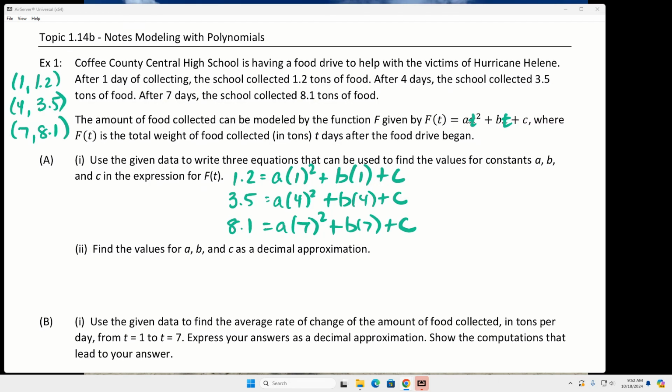A equals, B equals, C equals. What type of regression equation do you think we should do? Yes, quadratic. That wasn't a trick question. So because this model is quadratic, you're going to do a quadratic regression.